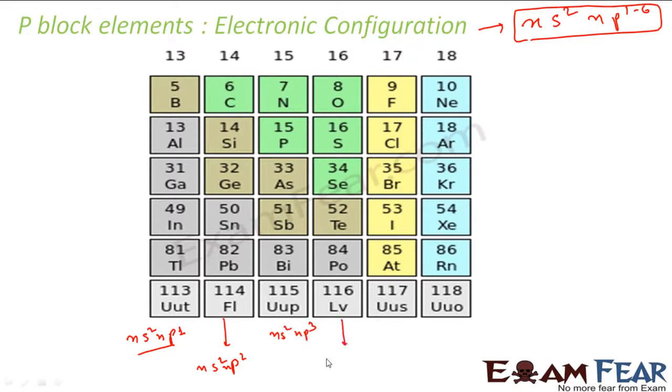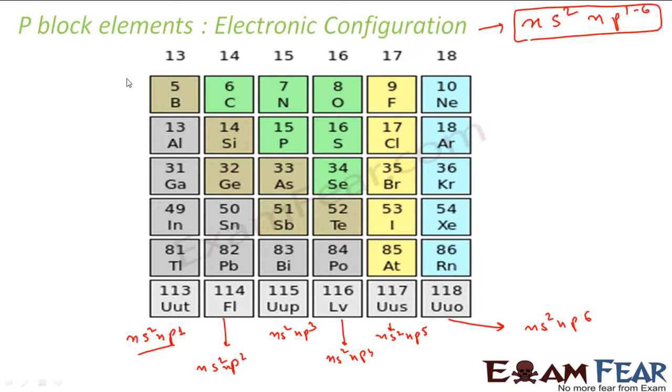For 16, it is ns2 np4. For 17, it is ns2 np5. And for 18, it is ns2 np6. So you see, p is varying from 1 to 6. Other things are all the same. Correct? That is my electronic configuration.